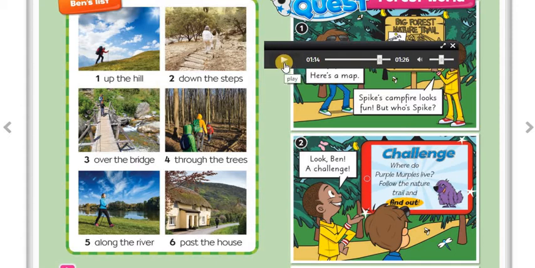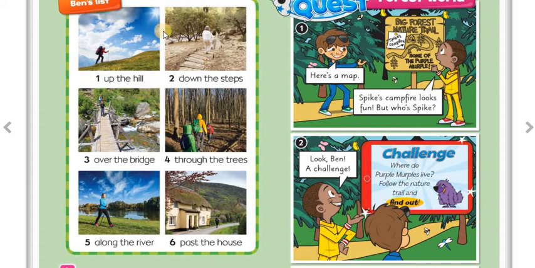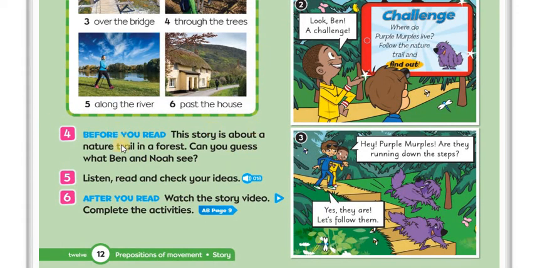Which one was number 5? We can hear the wood and we can hear people going down, right? It's down the steps. Well done. Okay, listen to the last one and say which one this sound is. He is so tired and he is breathing so hard. That's why it's up the hill. Picture 1. Perfect. So, look at exercise 4.